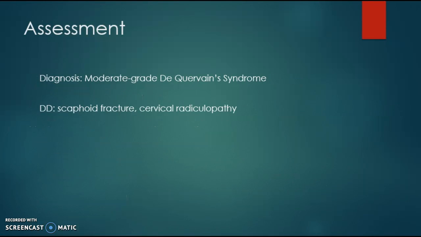So as we expected, and as we already knew, obviously, the diagnosis is that Mr. Johnson has moderate grade DeQuervain's syndrome from repetitive hammering and horseshoe throwing. For differential diagnosis, we have scaphoid fracture and cervical radiculopathy.